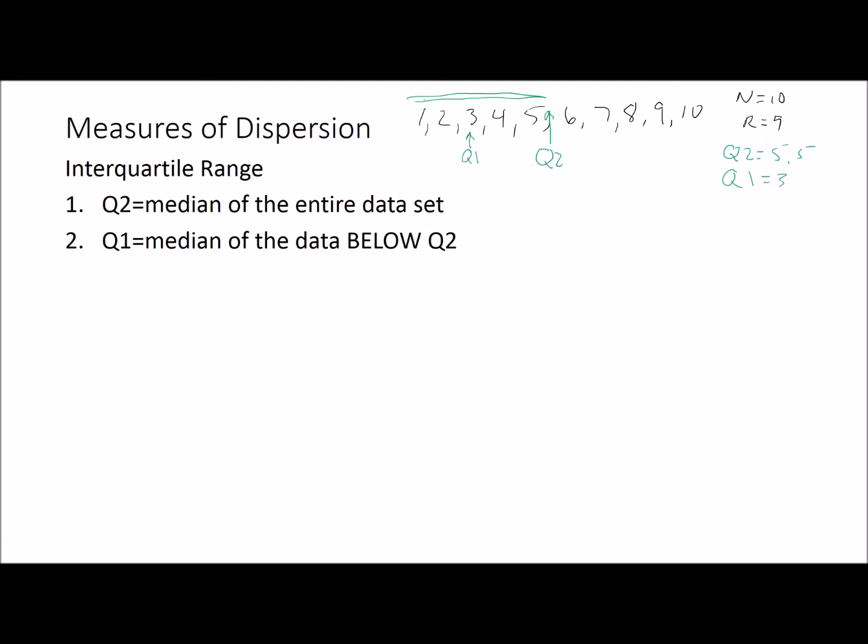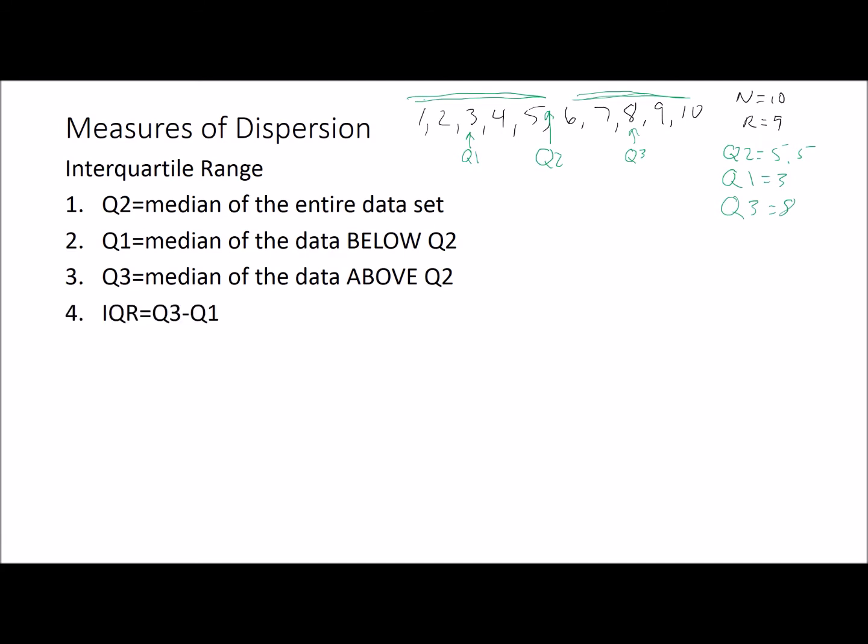We need one more cut to divide this into quarters. So we need Q3, which is the median of the data above Q2. So now we're looking at this side up over here. We know there's 5 over there. So Q3 is right here. We found our Q3, and Q3 equals 8. So we divided it now into 4 parts. And we have the values of Q2, Q1, and Q3.